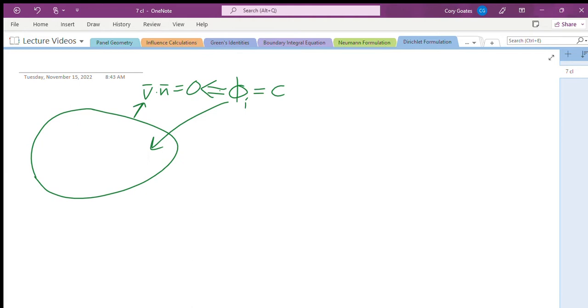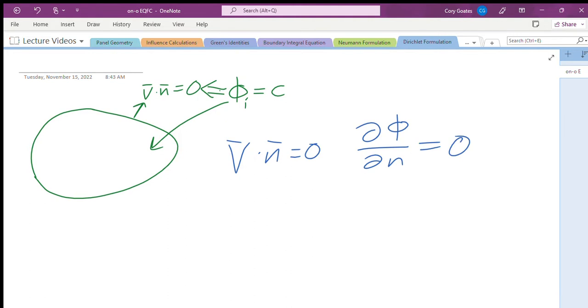So recall that our boundary condition is v dotted with n is equal to 0. And if you recall, v is the gradient of our scalar velocity potential. And if we take the gradient of the scalar velocity potential and we dot it with the normal vector, then we get the derivative of the velocity potential in that normal direction. So this is equivalent to saying partial phi, remember we're dealing with the total potential here, partial n is equal to 0.